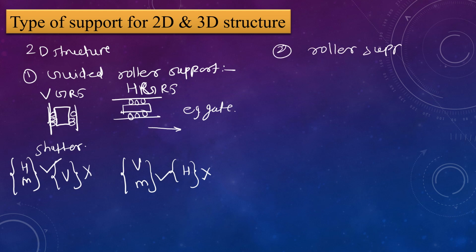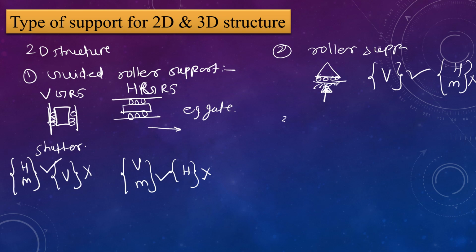This is how we represent the roller support. This roller support is with a vertical force. Here the vertical force is present, which means this roller support is not allowed to move in the vertical direction. So the value is present for vertical, and for horizontal and movement the values are not present.